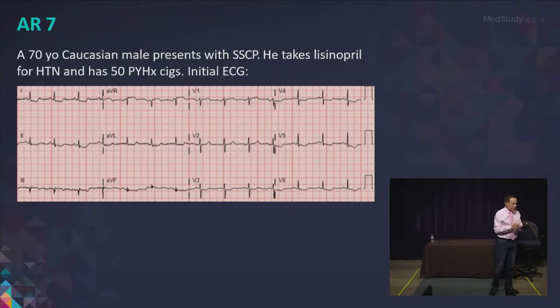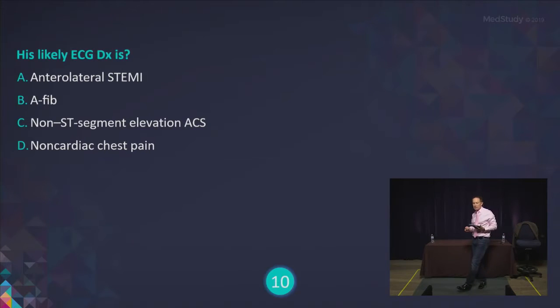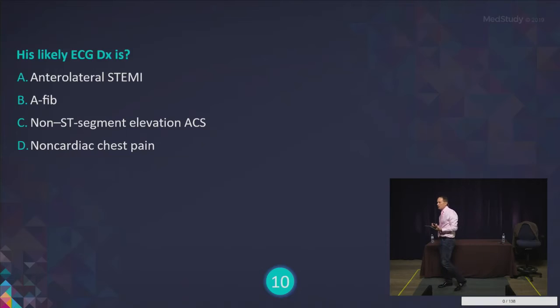Okay, question. A 70-year-old Caucasian male presents with substernal chest pain. He takes lisinopril for hypertension and has a 50 pack-year history. Here is his ECG. So this is someone coming in with an ACS presentation, and based on his ECG, what do you think he has? So take a look at his ECG. Do you think he has, and it's in your book too, an anterolateral STEMI, AFib, a non-ST segment elevation ACS, or non-cardiac chest pain? Which one do you think he has?